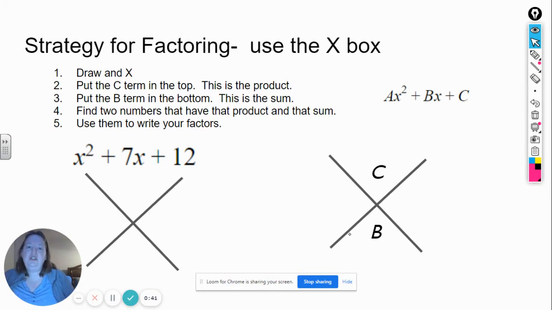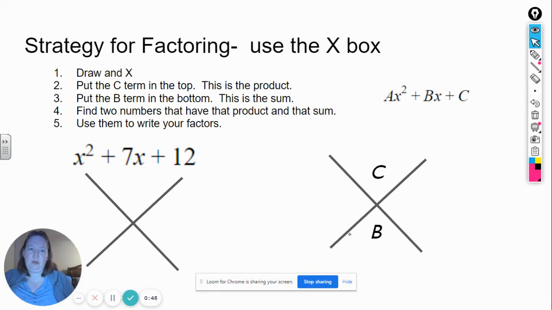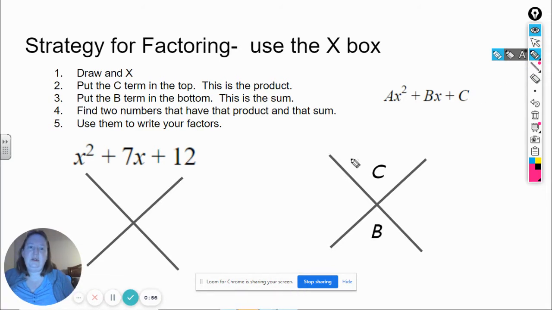So what you do is you draw an x, okay? We got an x here. And then you're going to put your c term, whatever number's here, you're going to put that in the top, and then you're going to put your b term down in the bottom. And then you're looking for two numbers that have a product of whatever the c value is, and a sum. So when you add them, they are this number, and then when you multiply them, they're this number.